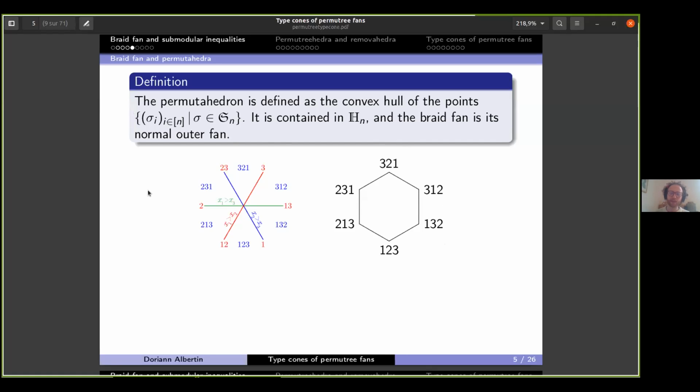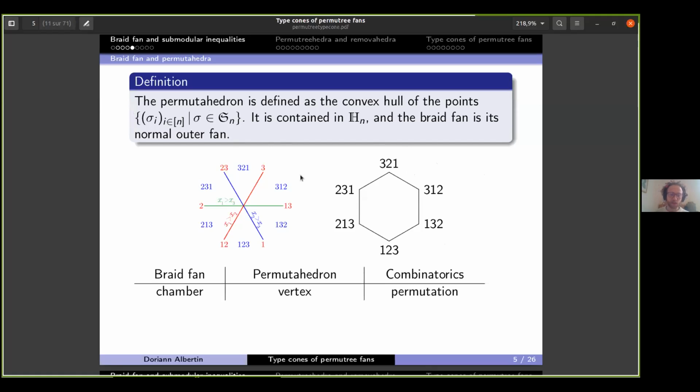And now we have a real nice correspondence between elements of the braid fan and the permutohedron, and with some combinatorics. For instance, the chambers of the braid fan are in bijection with the vertices of the permutohedron. That's as usual. And these are in bijection with permutations. Here it's kind of obvious, and you can see this by thinking that all the points in this chamber are the points of space where the coordinates are in relative order 3, 1, 2.